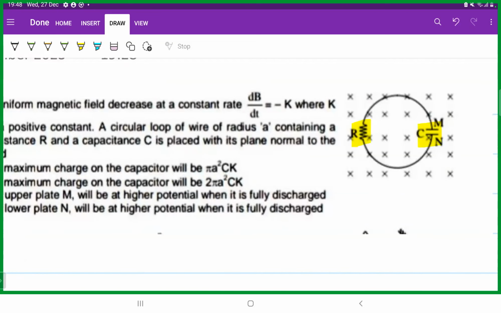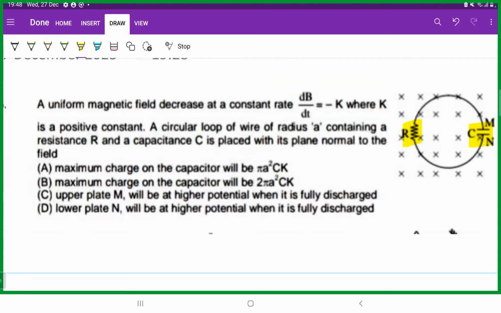It has been said that the magnetic field in this region decreases linearly with time. It's a circular loop which has a radius a, and the wire has resistance R and capacitance C. It has been placed normal to the field, and we have to find the maximum charge on the plate, and which plate will be at a higher potential when it is fully discharged. So let's begin.